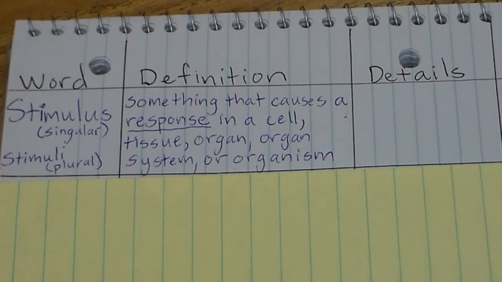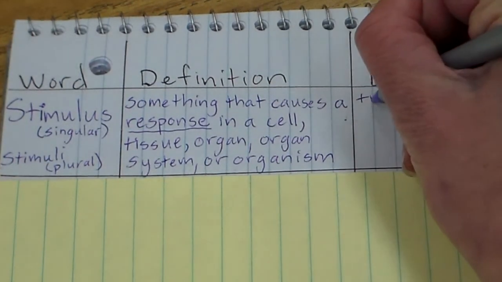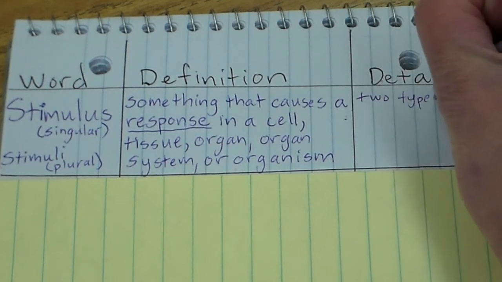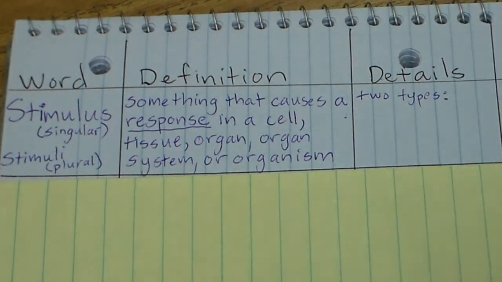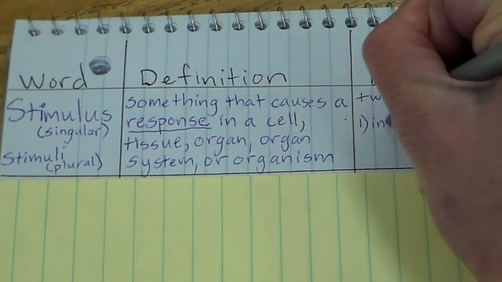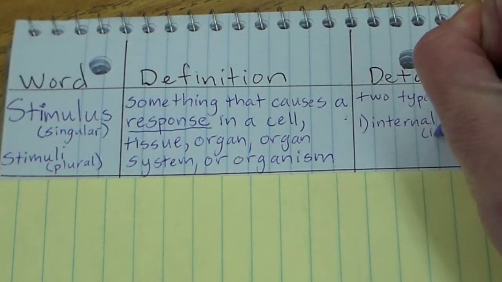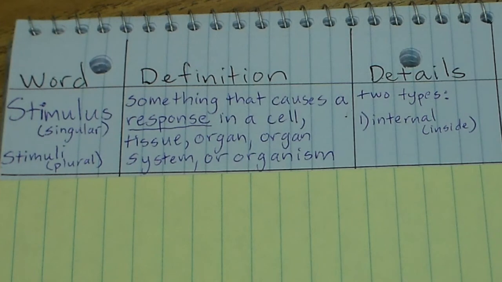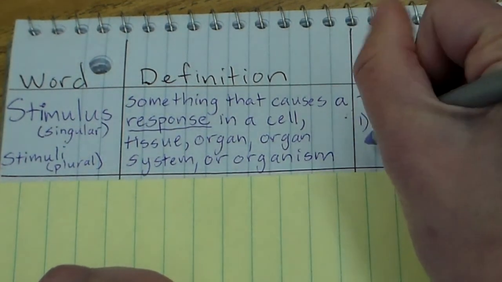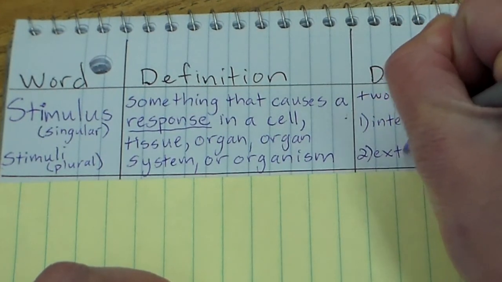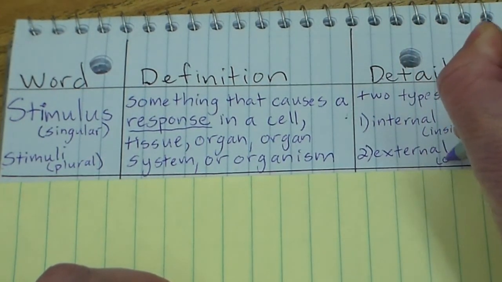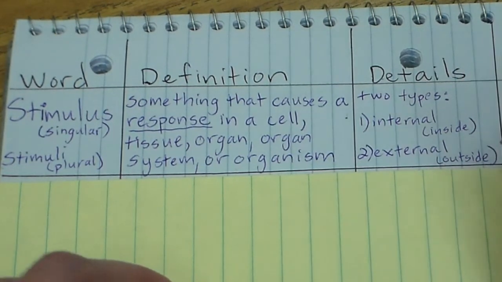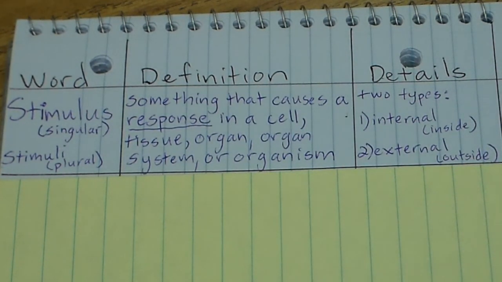So we're going to write in the details box that there are two types of stimulus. There's kind of two general categories. You can have a stimulus that is internal, so it could be inside the cell, inside the organ, inside of the organism. And as you can probably guess, the other option is to have an external stimulus, which would mean outside. So something like in the environment, or just simply outside of the organ, like outside of the heart or outside of the leaf.